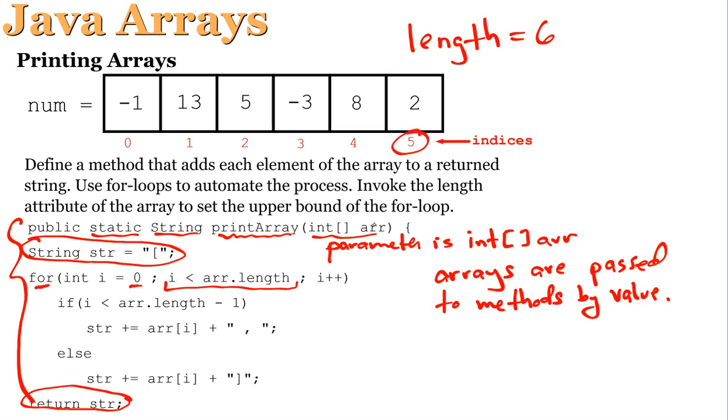And it's doing this based on the name of the parameter. Even though this array is called num, when it gets passed to this method, it will be passed its values to an array called arr. So now arr has the same length as num and the same elements as num, and arr is used to go through the for loop and concatenate each element to the string. So let me analyze what's happening in this method with you.